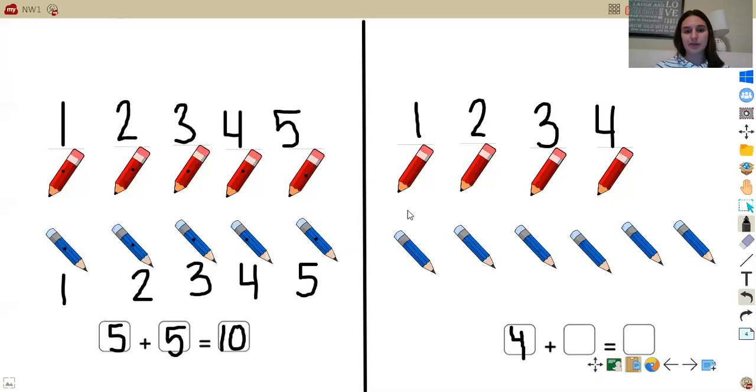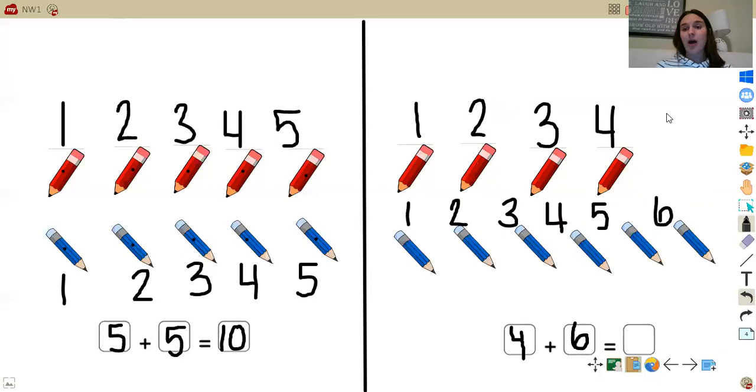Let's see how many blue pencils he has. 1, 2, 3, 4, 5, 6.